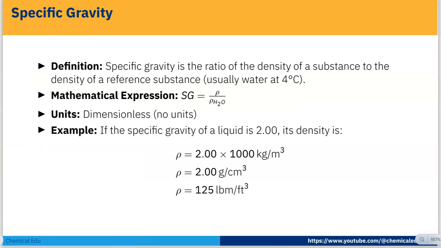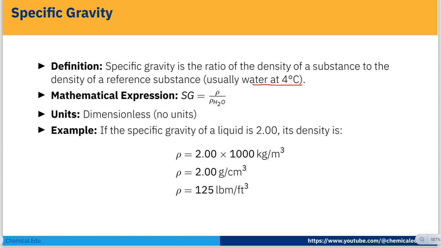Now next is specific gravity. First, the definition: specific gravity is the ratio of density of a substance to the density of a reference substance, usually water at 4 degrees centigrade. So that is the definition of specific gravity. Usually we take the water at 4 degrees centigrade.